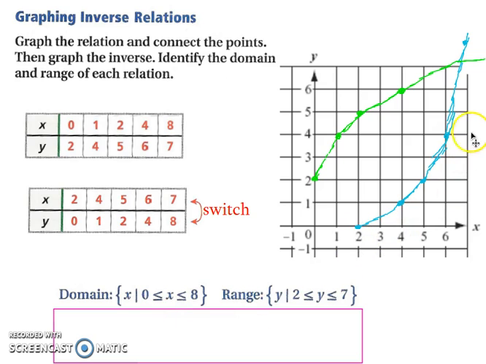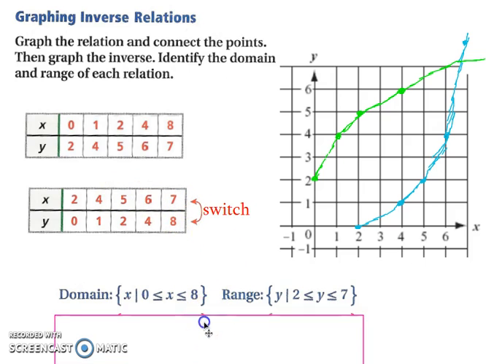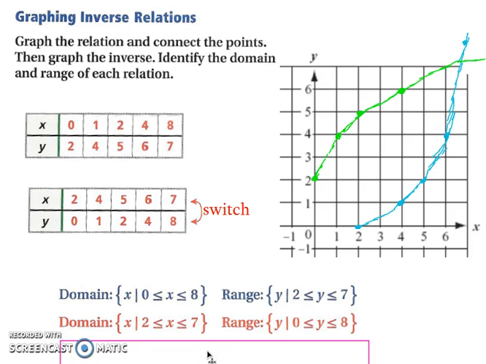Well, now let's look at the other one. What happens to the domain and range? Well, if you switch your x and y, you're going to just switch your domain and range. So your domain becomes between 2 and 7, and your range becomes between 0 and 8.